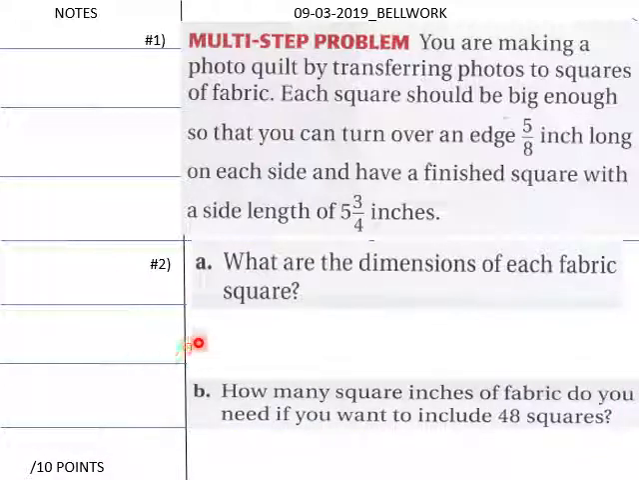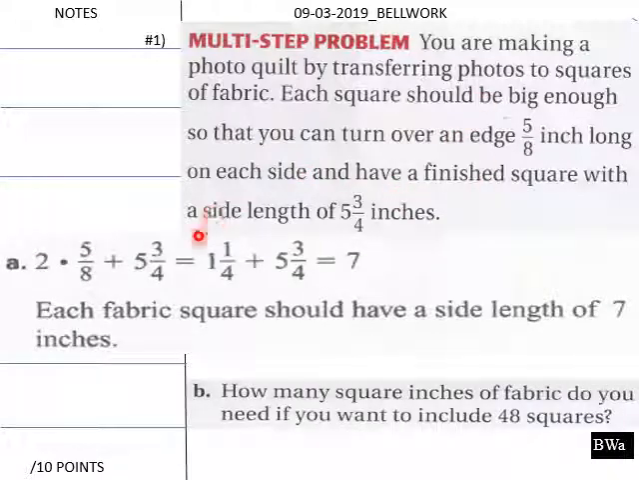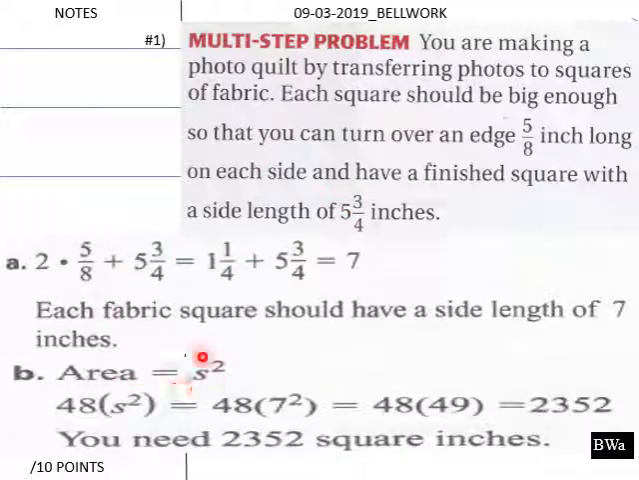Okay, welcome back. Students, hopefully you got this done. Here's A. Each fabric square should have a side length of 7 inches. And then for B, the area equals S squared, side squared. So you need 2,352 square inches for that.